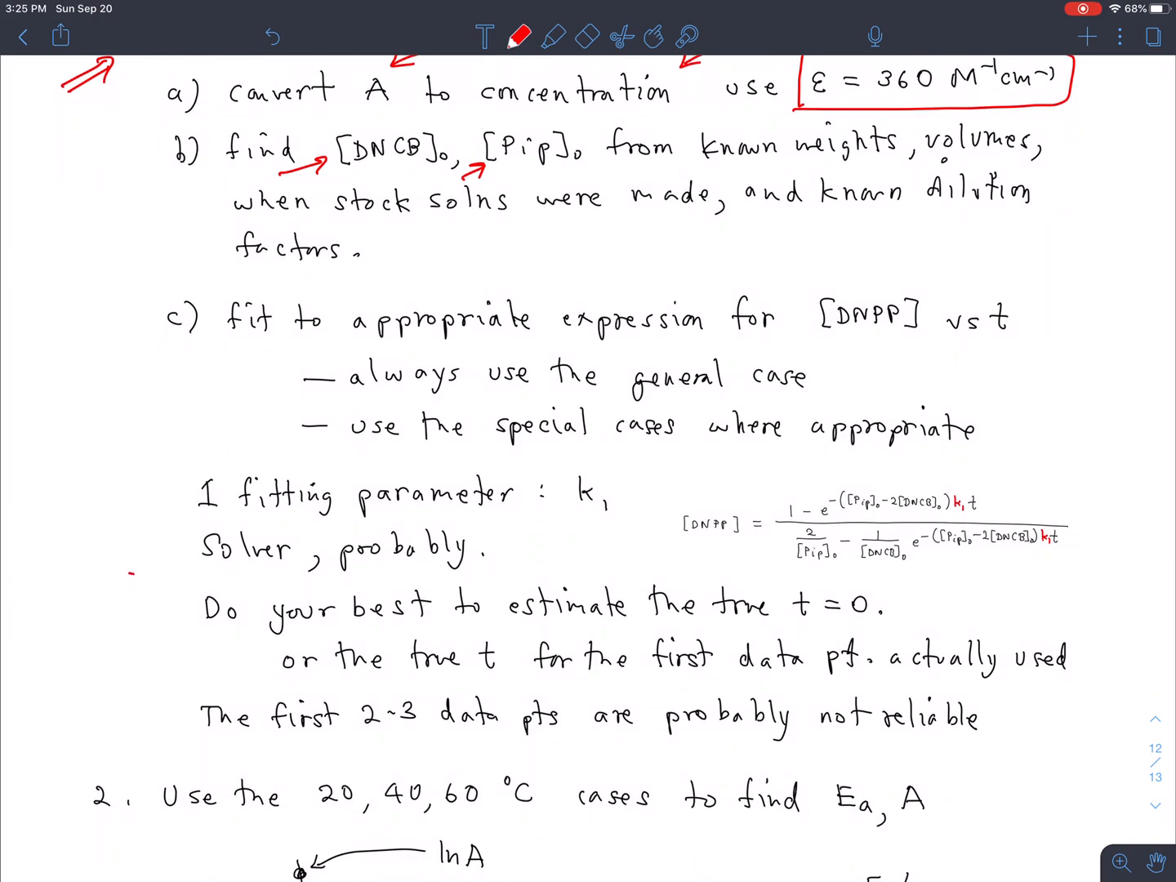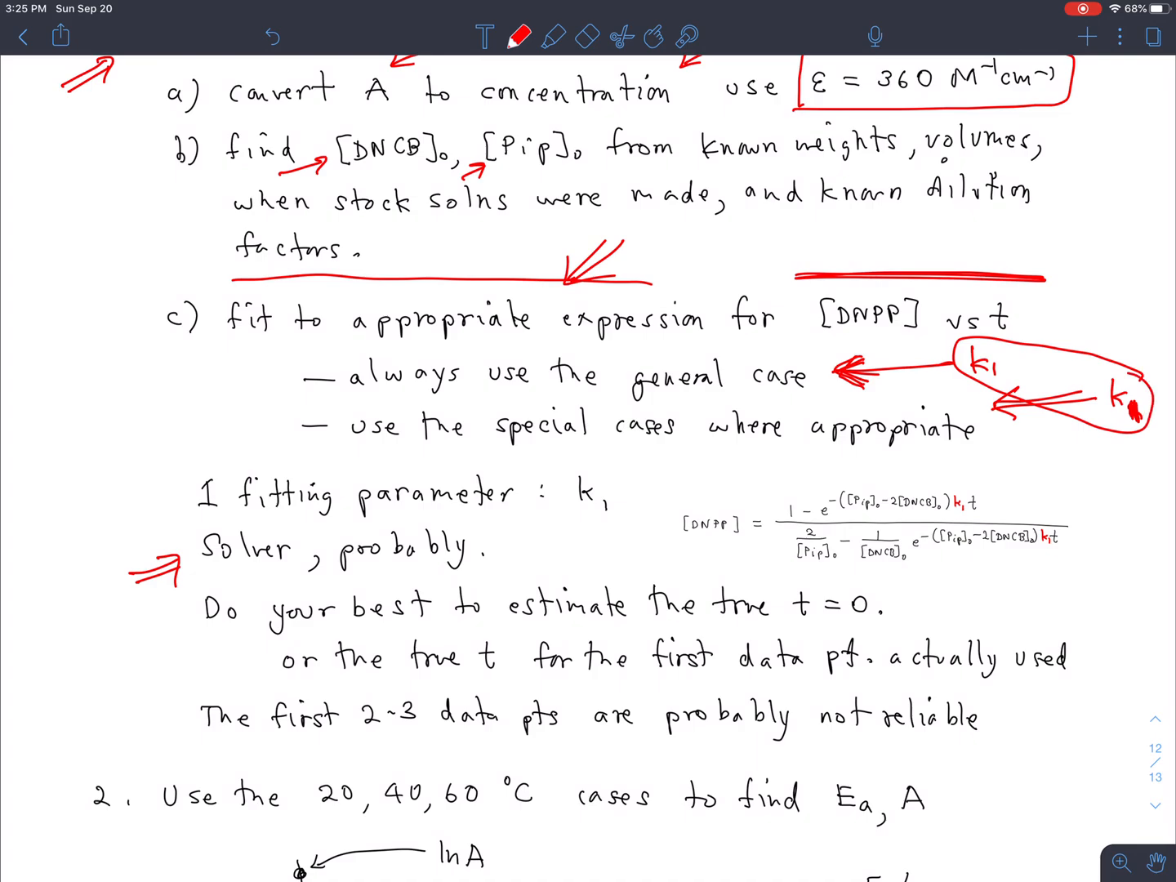Then you're going to use Solver, or whatever other method you choose to use, to fit the curves that you have. So fit the DNPP versus time curves using the appropriate expressions. Always use the general case. That should always work. And then use the special cases as well for the cases where those are appropriate. You're going to get a k1 value from both of the two special cases, and you should compare those two.